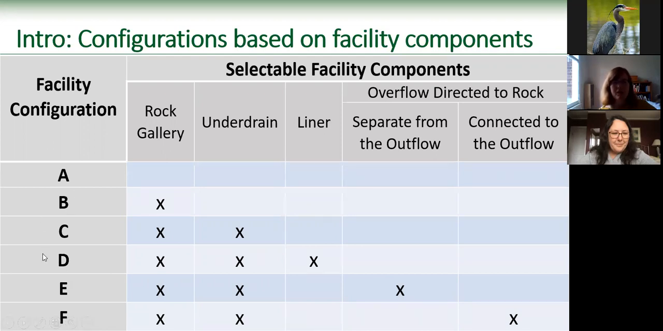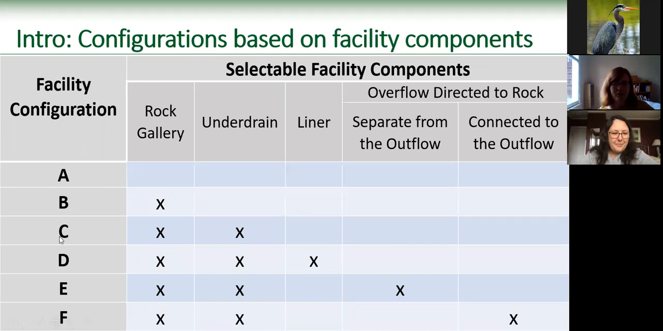Configurations B through F all have that same basic configuration, but B through F also have a rock gallery below it. And then C through F also have an underdrain within the rock gallery. And these underdrains can be a little bit different. Configuration E, the underdrain doesn't actually outflow. It's connected to a separate overflow that just facilitates further infiltration. Configuration C, D, and F, the underdrain does outflow from the facility, and discharges to the separated storm sewer, combined storm sewer, or wherever it's going to.